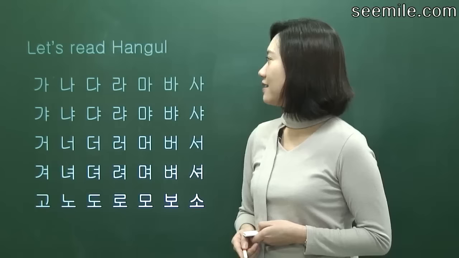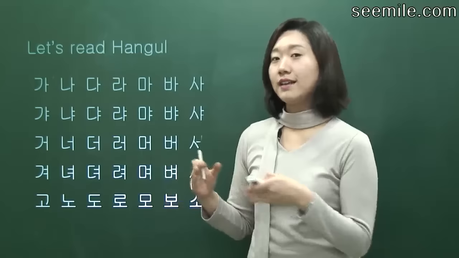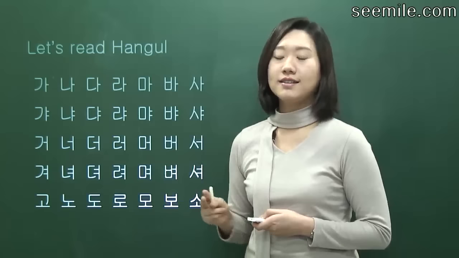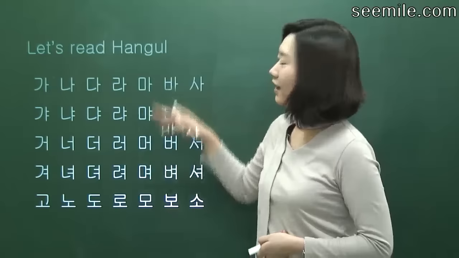Today's topic is 한글. Last class we studied 한글. It's the Korean alphabet. So we studied Korean vowels and consonants. Especially in consonants, there are two kinds of consonants in Korean. It's beginning consonants and ending consonants. We already studied vowels and beginning consonants. We can read 한글. So let's read 한글.